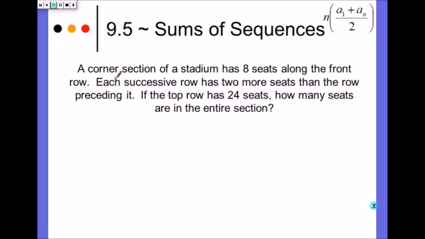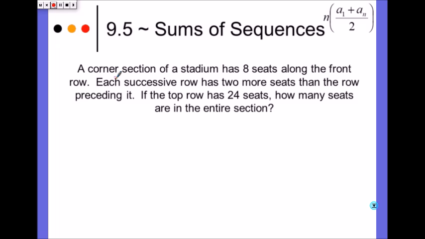Sum of the sequence. So here, let's quickly go over the sum of sequences. There are formulas given on your formula sheet, so you should just know which one to use and how to use it. A corner section of a stadium has 8 seats along the front row.